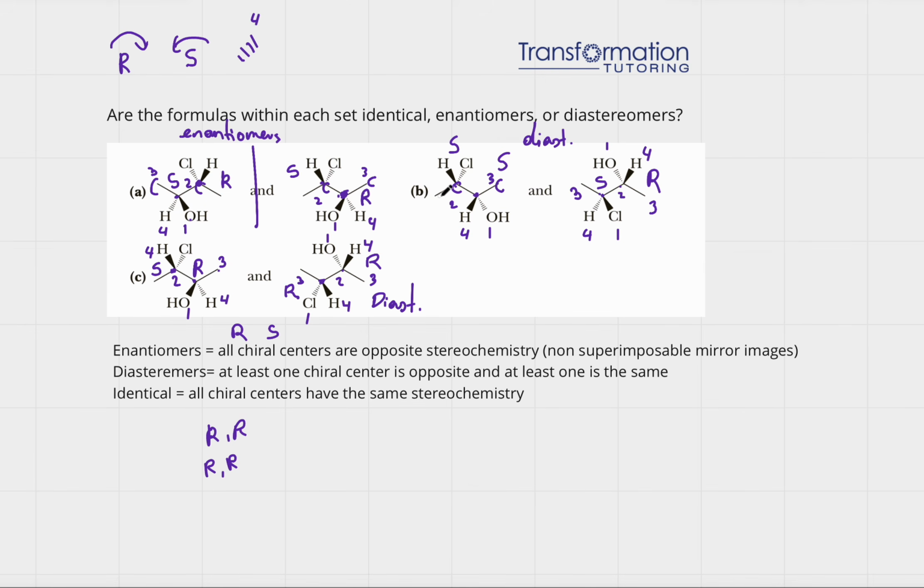In B, we see that the chiral center that has chlorine is S, and here it's still S, so this one stayed the same. But the chiral center with OH is S here, but it's R here, so this one switched. We went from SS to SR. If one stays the same and another switches, it's diastereomers. And we had the same situation in part C. We had SR on this left molecule, and then RR on the right molecule.